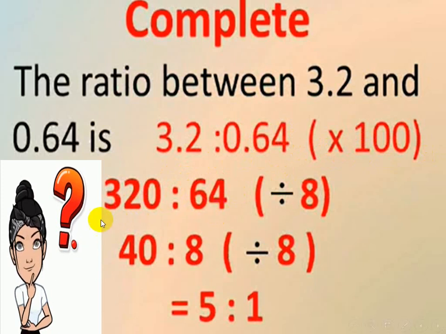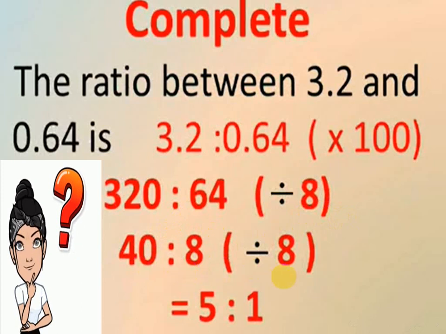Remember, 320 and 64 aren't in the simplest form. Both of them are divisible by 8. So you will write divided by 8. 320 divided by 8, you will get, yes, 40. 64 divided by 8, you will get 8.